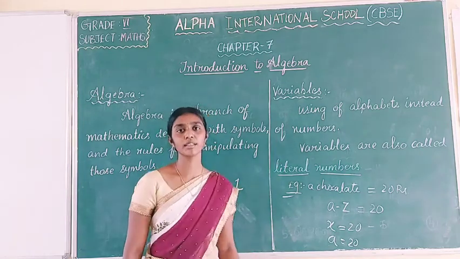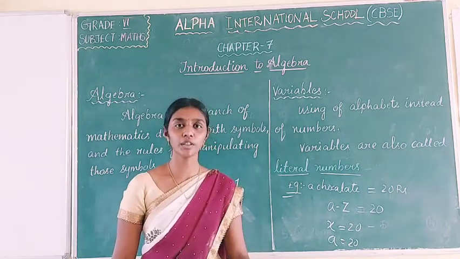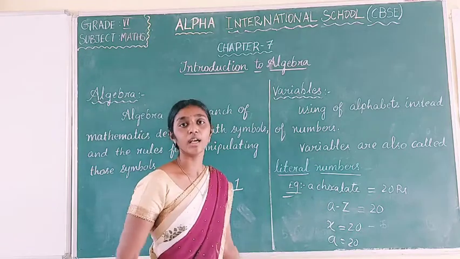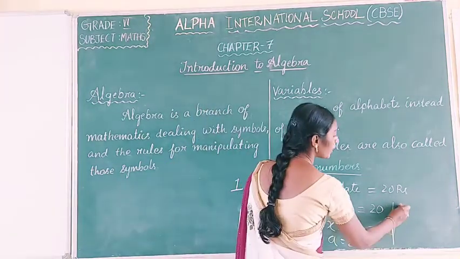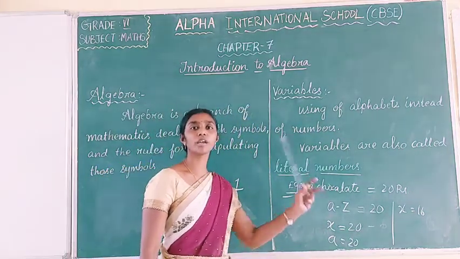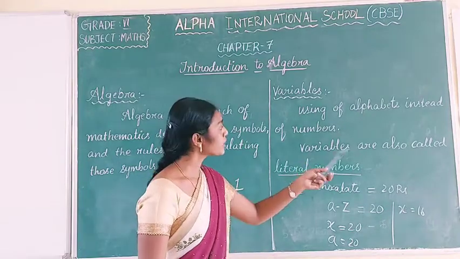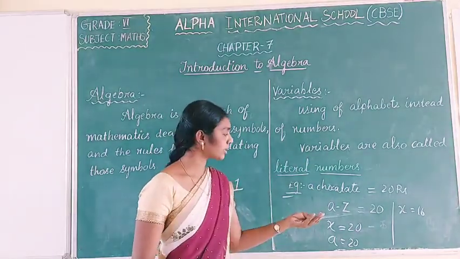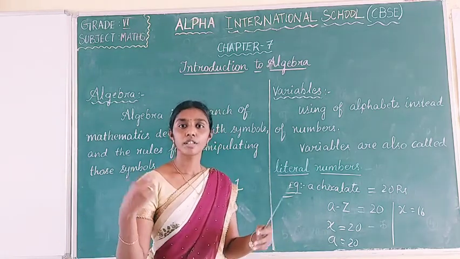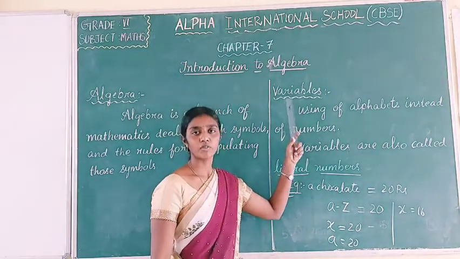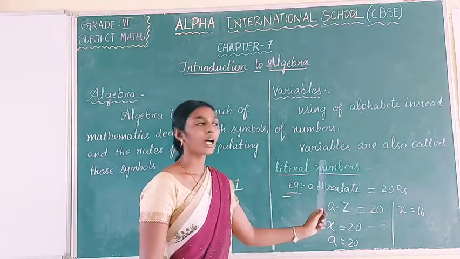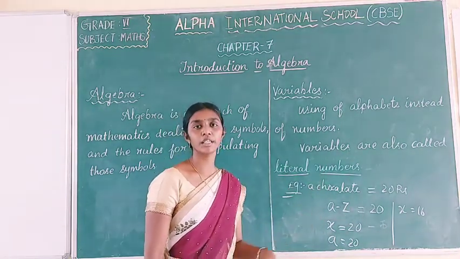But in the variable case, the numbers are continuously changing in each and every place. For example, in this sum, the x value will be 20. In another sum, the x value will be 16. Because this is not a constant, this is the variable we are using instead of symbols. That means instead of numbers, we are using the term variables. So it keeps changing, it keeps varying. That's why they are called variables. So variables are the use of alphabets instead of numbers, and variables are also called literal numbers.